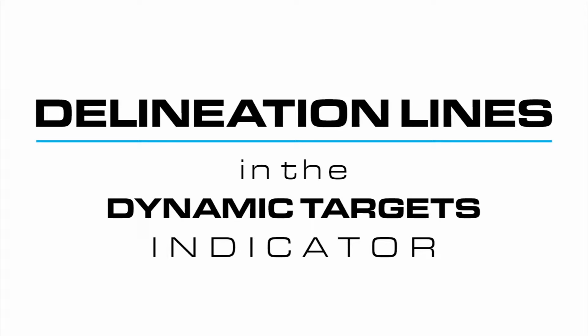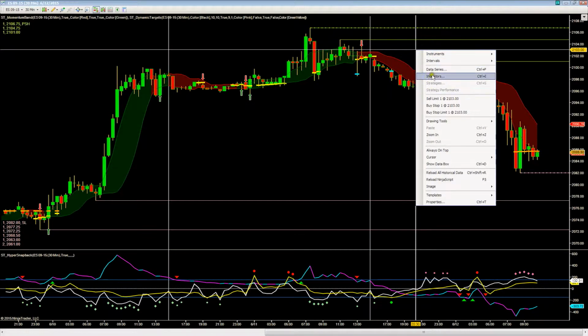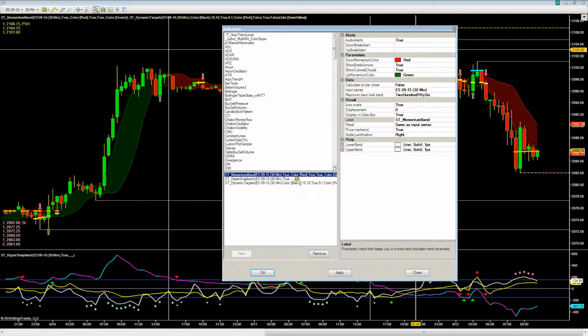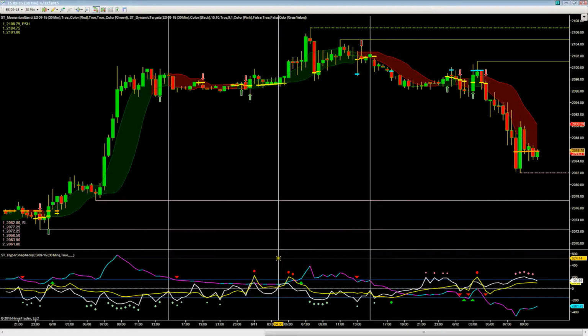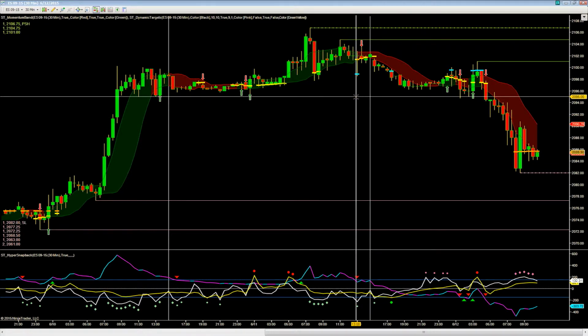Today we'll be talking about the delineation price pattern lines, DPP. So I have them turned on. There's an option to have them on or off. And you can see right here, show delineation lines. It's true, so it's on. What these lines do is they identify entries and exit signals. And these are patterns that were developed over the last 30 years that we've identified.